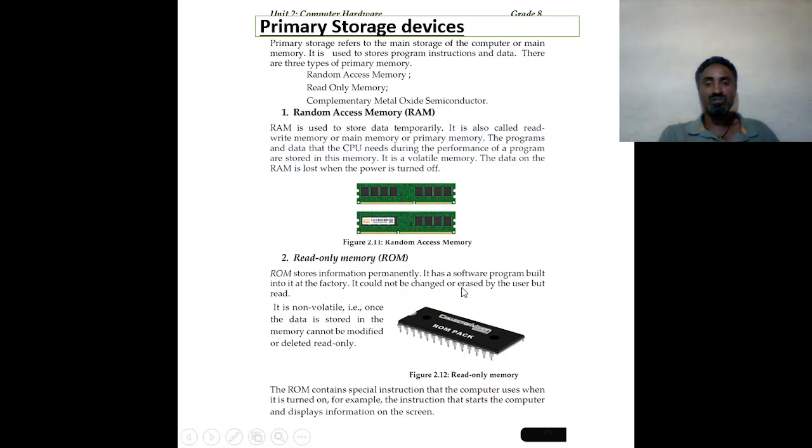Read-only memory has software. Let's come to the second type of memory. It has a software program built in at the factory. A software program built at the factory is stored under this type of memory. It cannot be changed or erased by the user, but it's possible to read. For instance, when we start the computer, it's a BIOS, basic input output system. It is stored under ROM. It is non-volatile, that is, once the data is stored in the memory, it cannot be modified or deleted. Read only. It is not volatile.